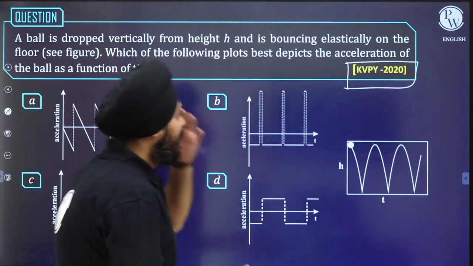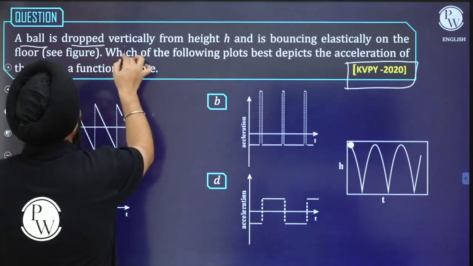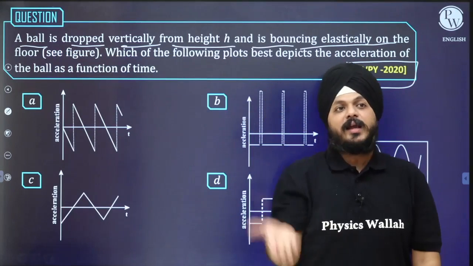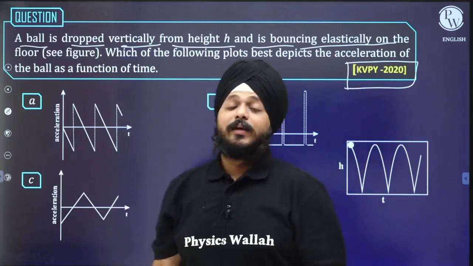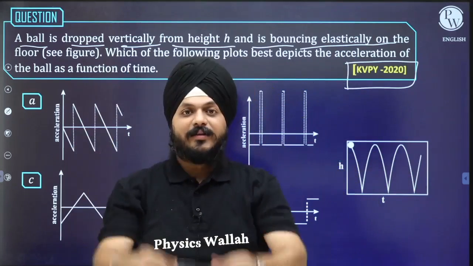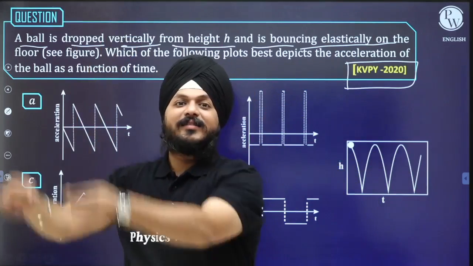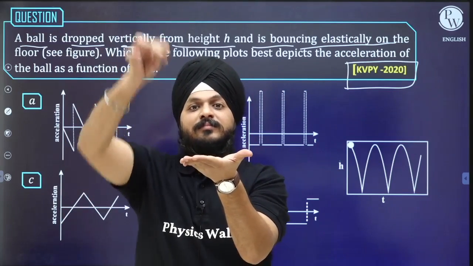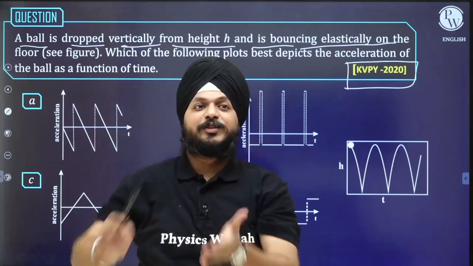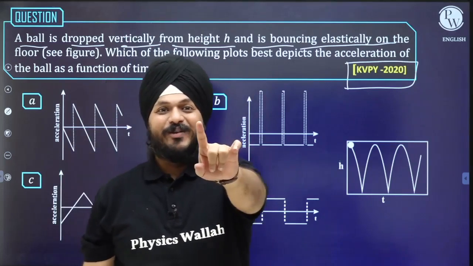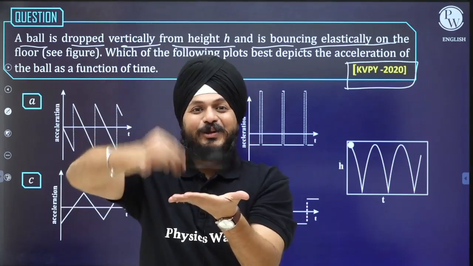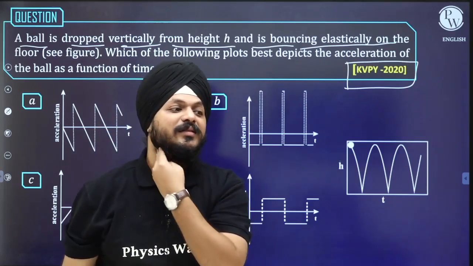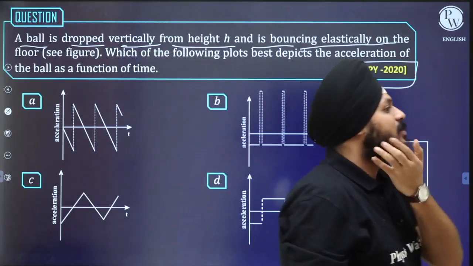Let's see. A ball is dropped vertically from the height h and it is bouncing elastically on the floor. Elastically. Tung, tung, tung. Same height. This is the height. Like this way. So you are the observer, phenomena is going on in front of you, you have to analyze. Right?